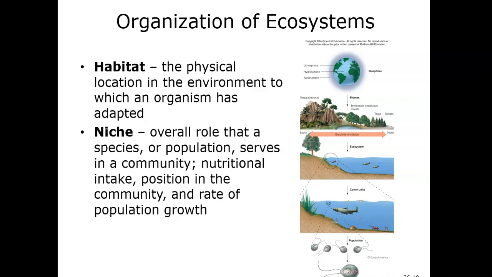We also have what's known as the habitat. And the habitat is the physical location in the environment in which an organism has adapted to. And groups of organisms of the same species, as we saw, are called populations living in that habitat. We also have the niche, which is the overall role of each species within a community. And this involves not only the types of nutrition that they consume, but it also consists of the position in the community and also their rate of population growth.